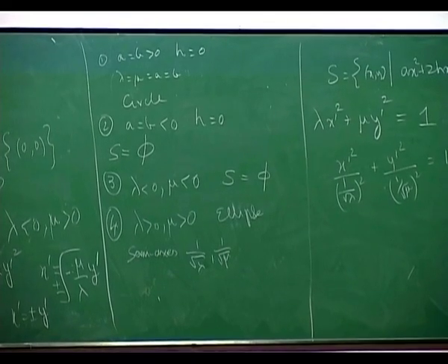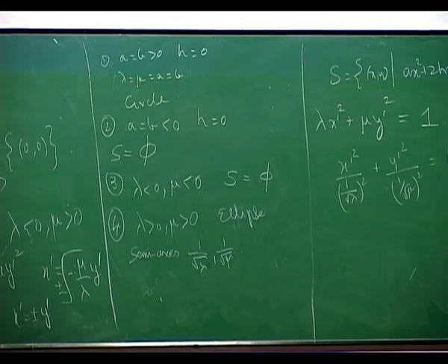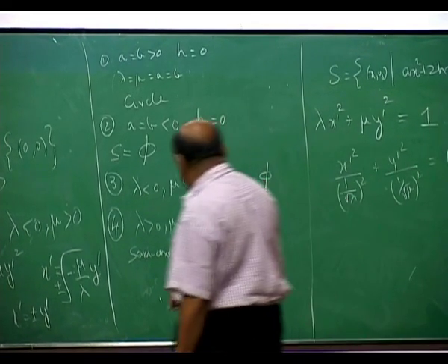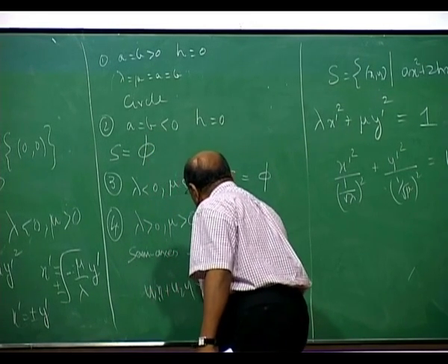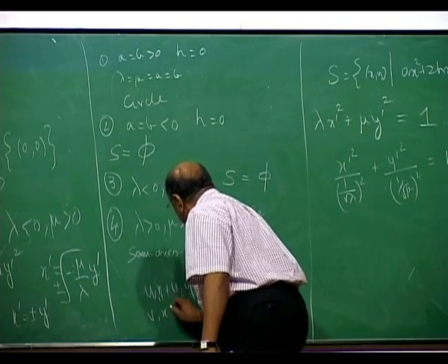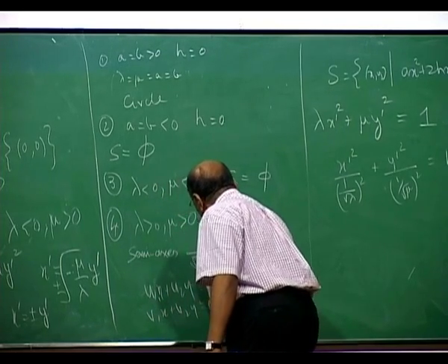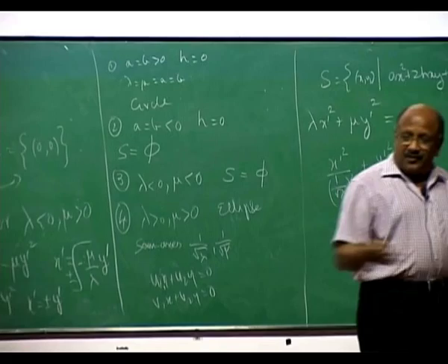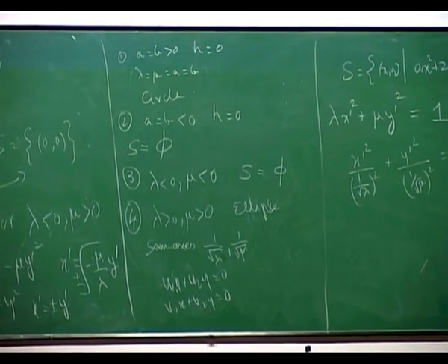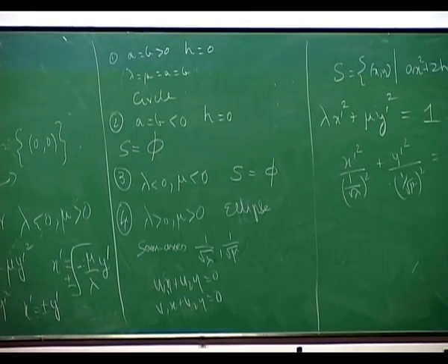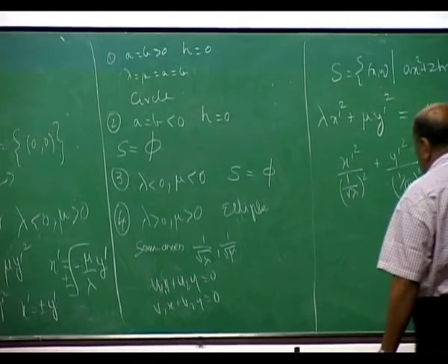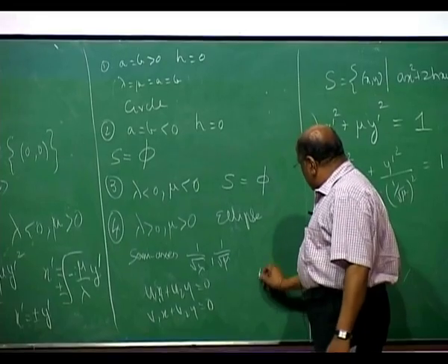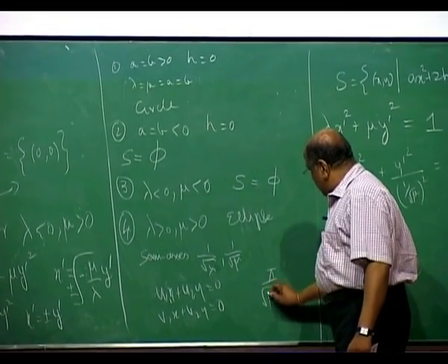What are the equations of the axes of the ellipse, major axis and minor axis? They are precisely u1x plus u2y equal to 0, v1x plus v2y equal to 0. So the eigenvector immediately gives you the direction, the equations of the lines. So in fact, what is the area of this ellipse? It is pi over root of lambda mu, for instance.